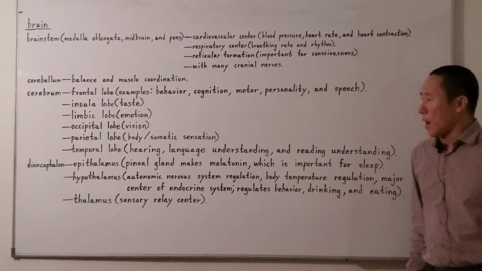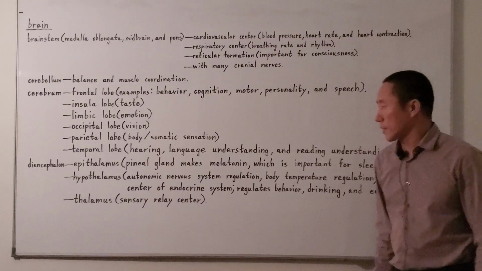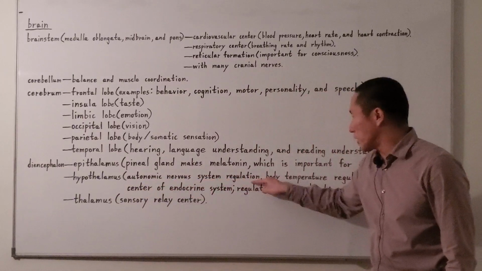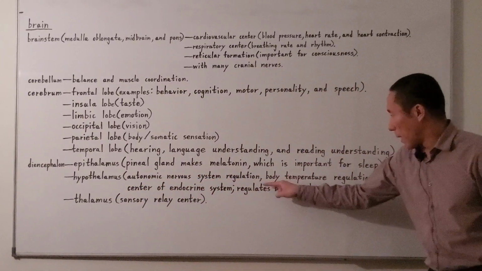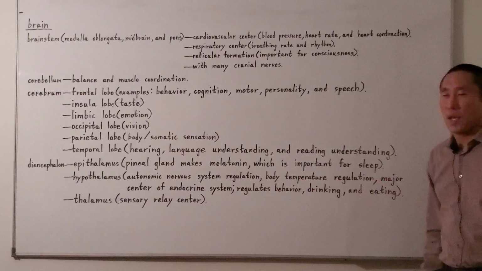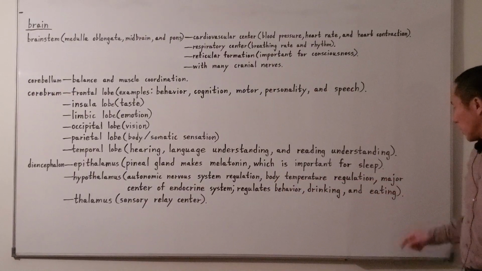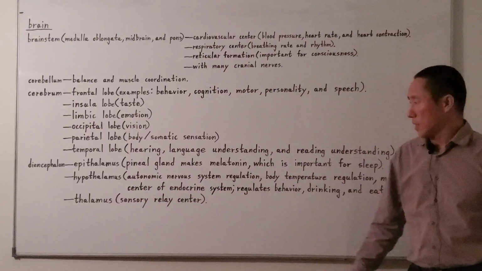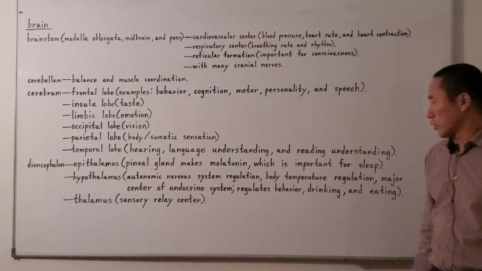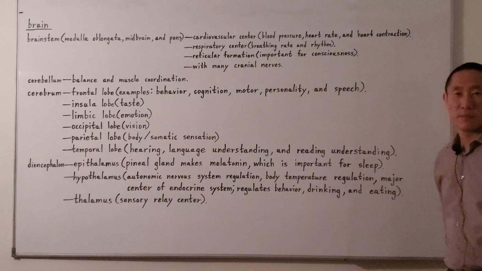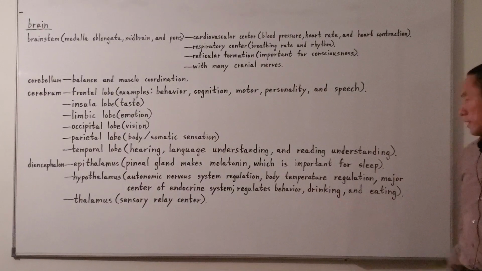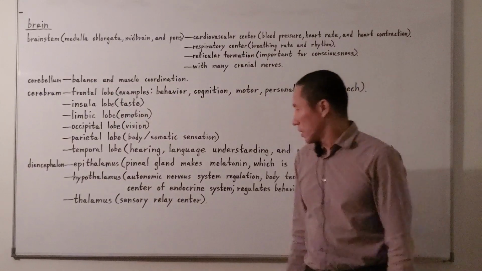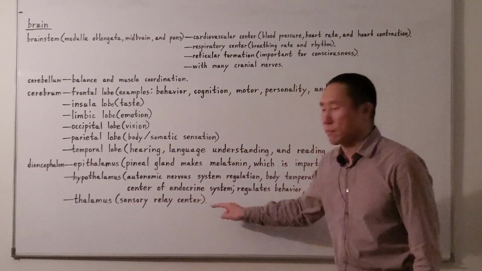Okay. Now, for hypothalamus, it is important for autonomic nervous system regulation, body temperature regulation, and the hypothalamus is also the major center of the endocrine system. Now, hypothalamus also regulates behavior, drinking, and eating. Now, for the thalamus, it is the sensory relay center of the brain.